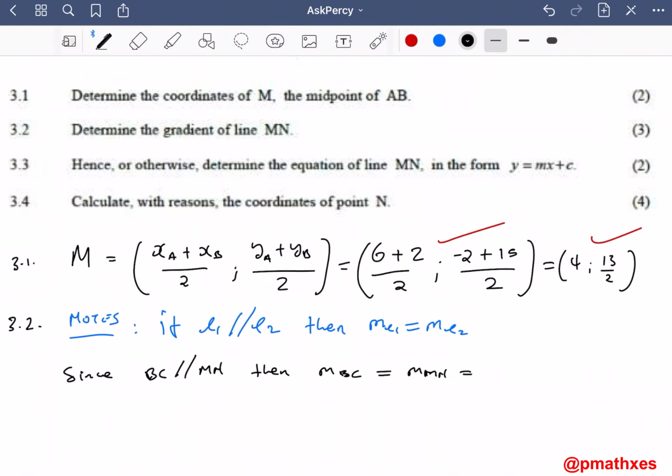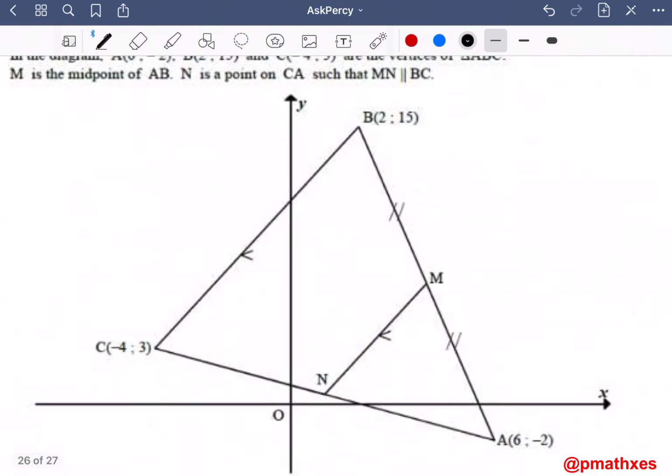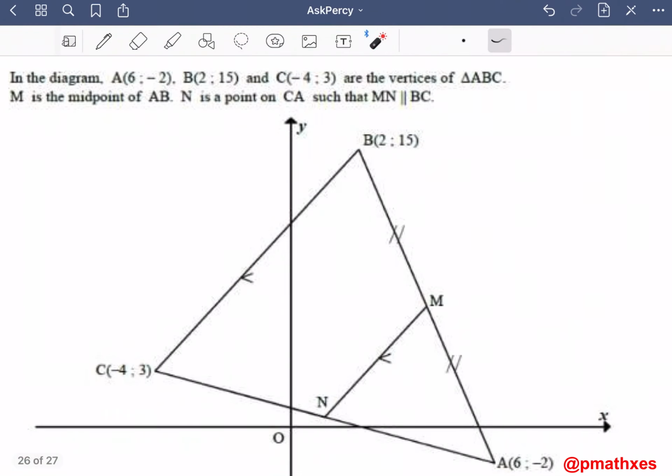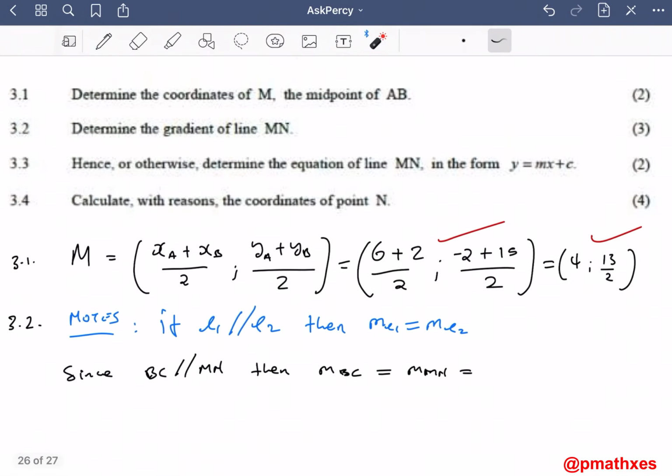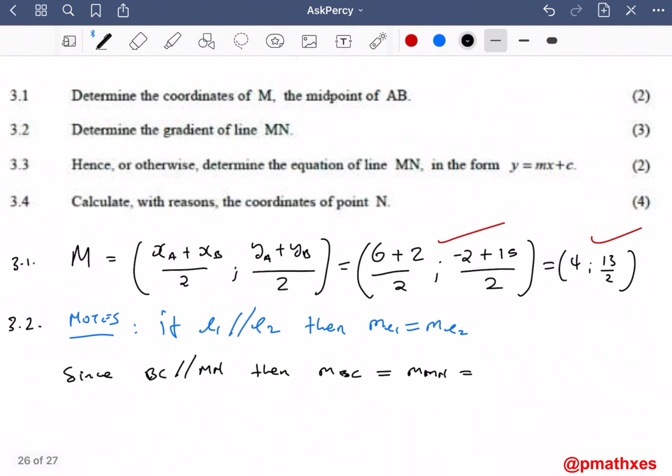Okay, and how do you calculate the gradient? Because now we're looking at the gradient of BC, when you calculate the gradient, you need only 2 points. You can now find the gradient from the 2 points. So how do you calculate the gradient of BC? You can just take the y value of B minus the y value of C, divided by the x value of B minus the x value of C.